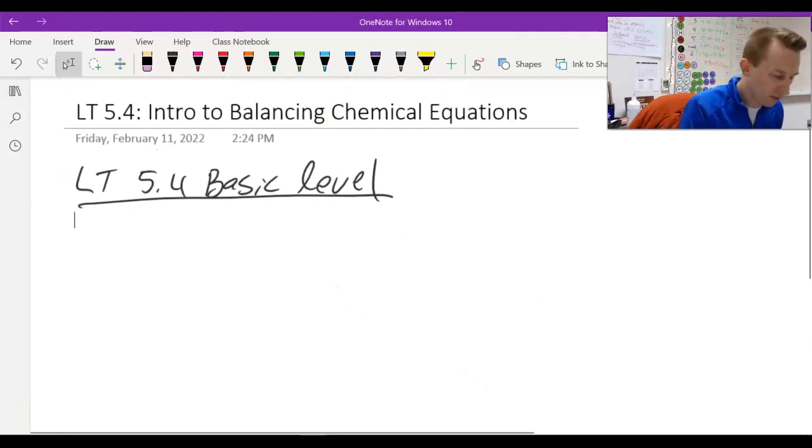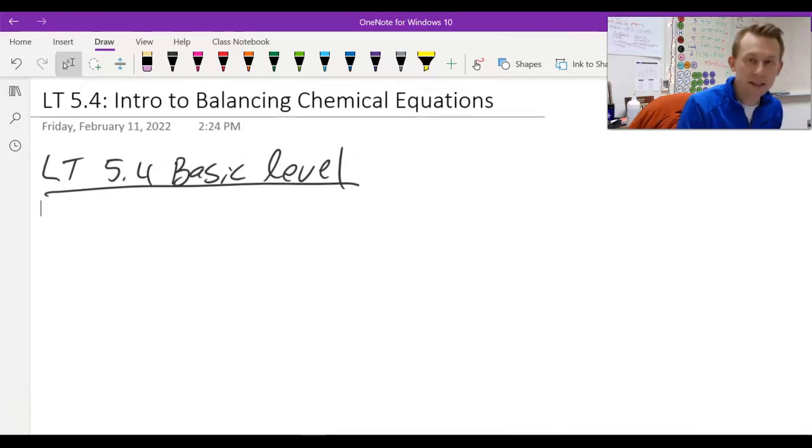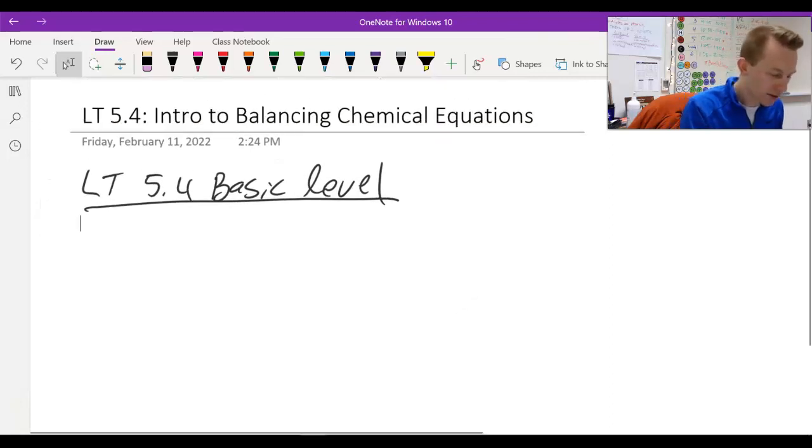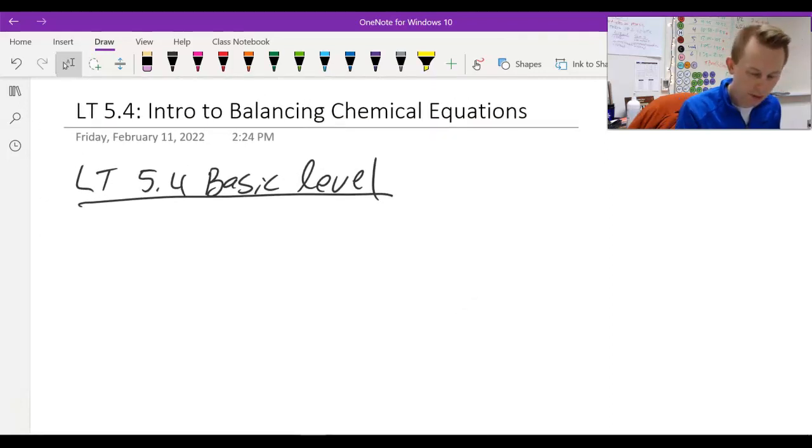So in this video I'm going to be going over the intro to balancing chemical equations. So this is the basic level notes and here we go.